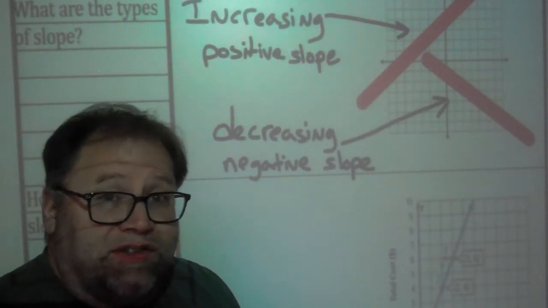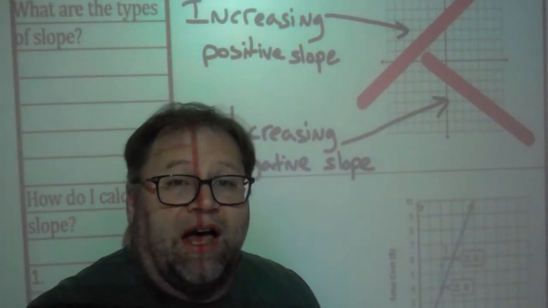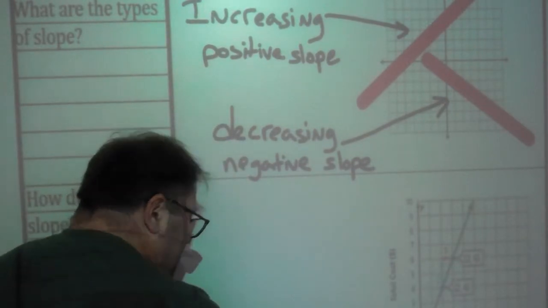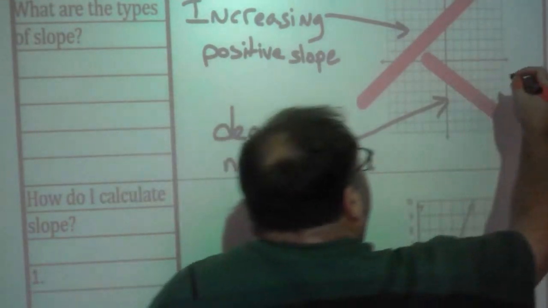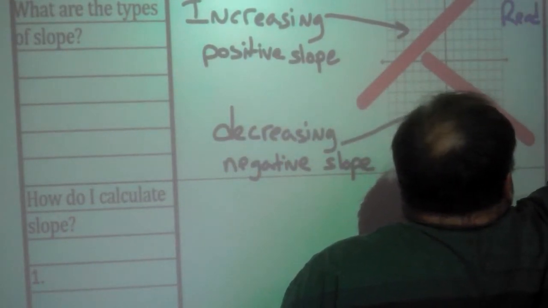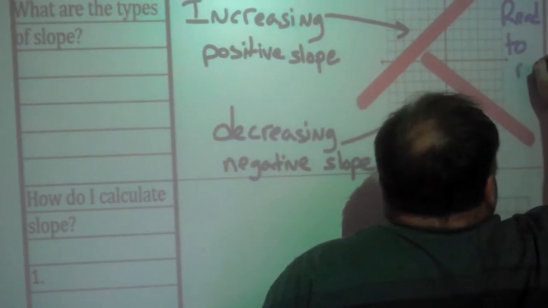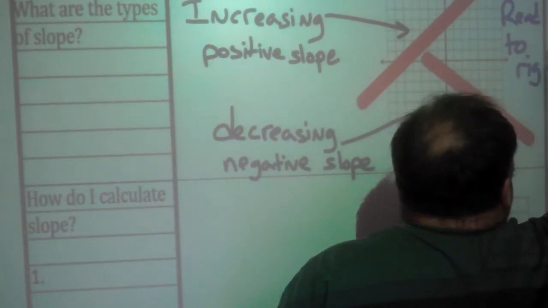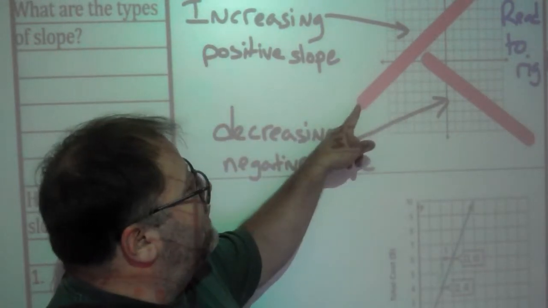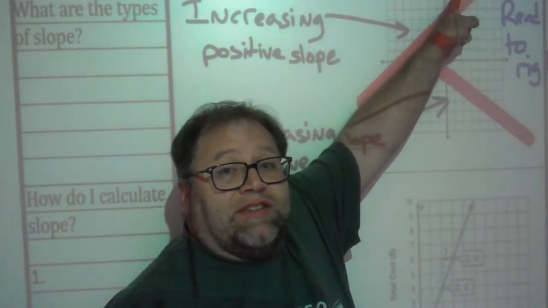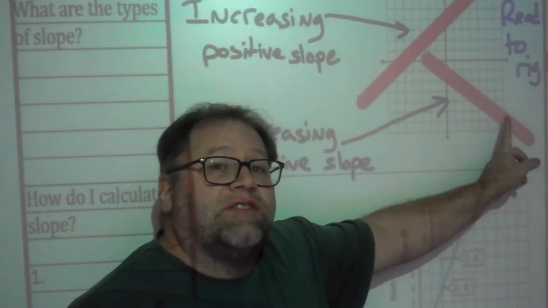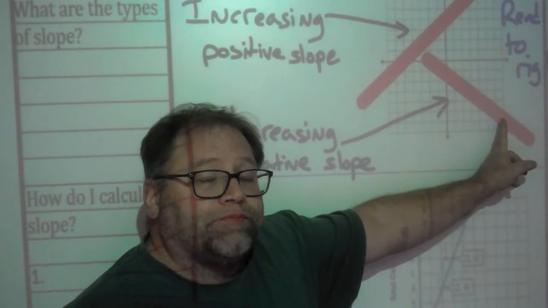As you look at these, this is one thing we have to agree on as a group, because it's already been agreed on by mathematicians. As you read these, we read left to right. So when we look at this, from left to right, that's going up. From left to right, that's decreasing, going down.